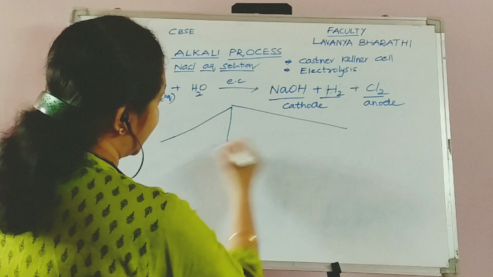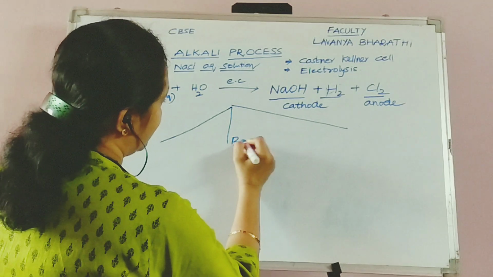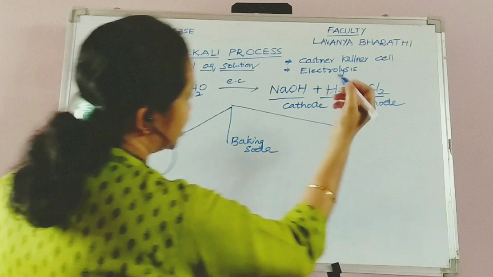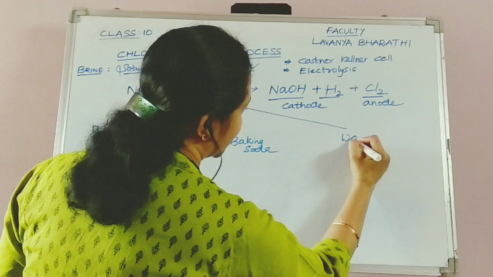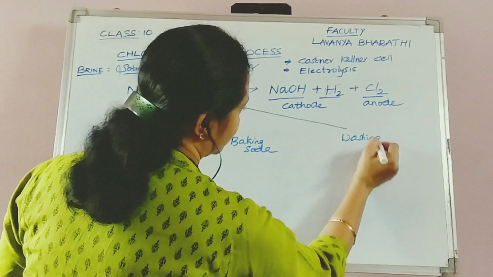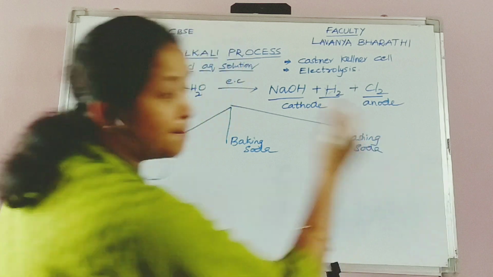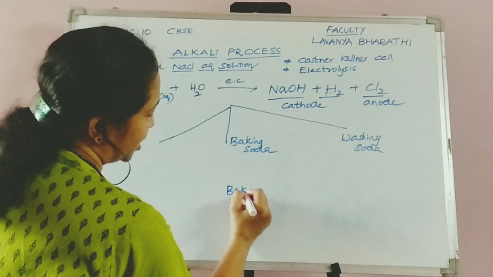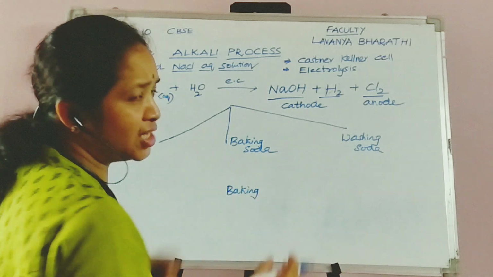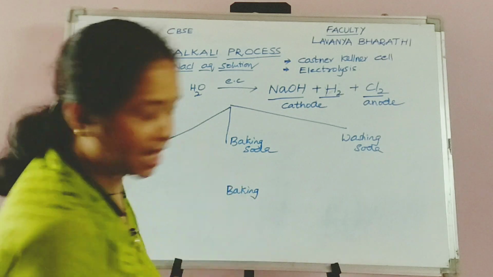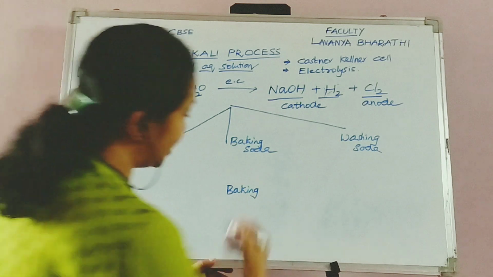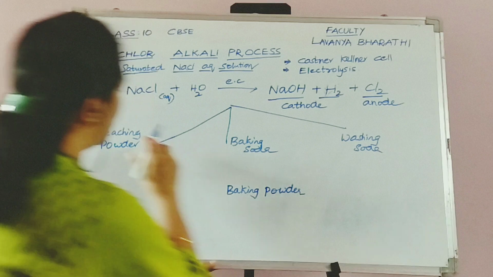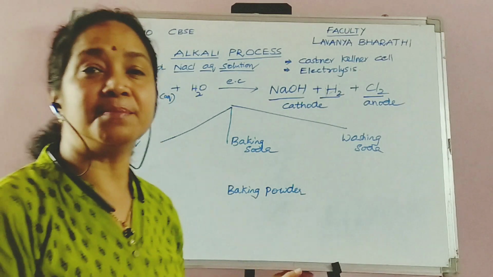The second one is baking soda. And the third one is washing soda. And of course, baking soda is again converted into baking powder too. There is a slight difference between baking soda and baking powder, which I'll explain later. So let us start with the first compound, that is bleaching powder.